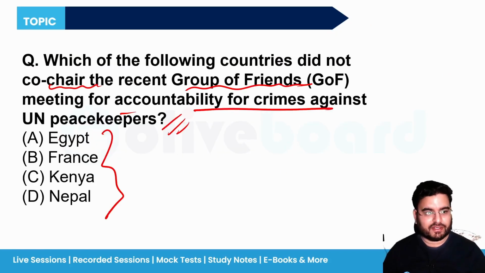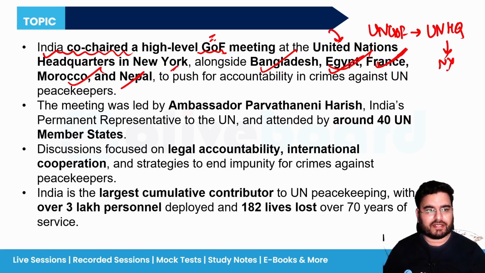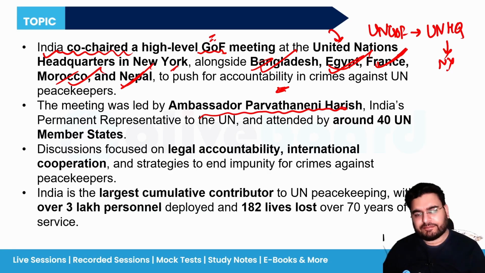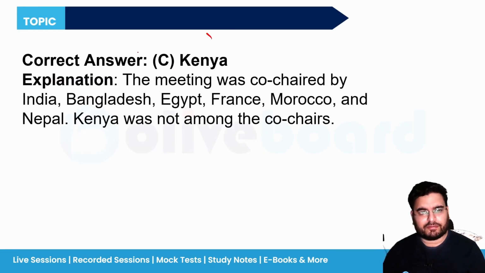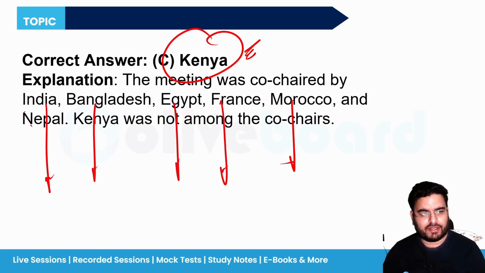Now see the question. Egypt, France, Kenya and Nepal. So Kenya was not. Okay, Egypt, France, and Nepal were there. Egypt, France, Nepal, Bangladesh, and Morocco have co-chaired. So who was representing India? Ambassador Parvathaneni Harish. Remember the name. And this entire meeting is basically about legal accountability and international cooperation, right? So which country has not participated? Kenya. You have to remember the names of the countries: India, Bangladesh, Egypt, France, Morocco, and Nepal.